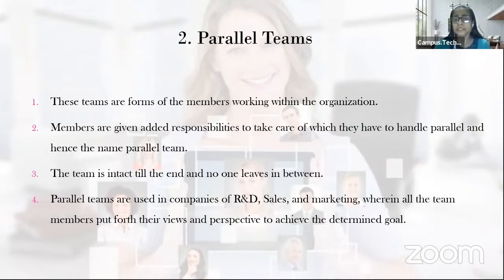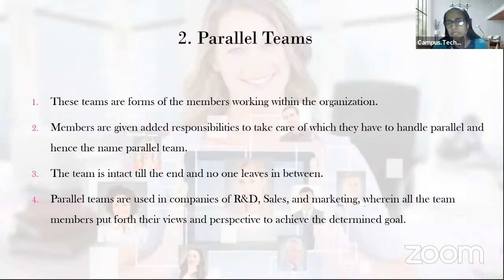Now the team is intact till the end and no one leaves in between. Same as the network team. In the network team also, even if the work finishes, the team member hardly leaves the team. Same way, when we are talking about the parallel team, the team is intact. The team stays there till the end. No person leaves the team in between till the time the work is accomplished.